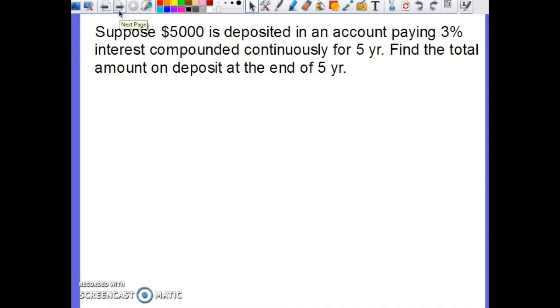Suppose $5,000 is deposited into an account paying 3% interest compounded continuously for 5 years. Find the total amount on deposit at the end of 5 years. We're trying to find the amount A after $5,000 has been deposited, and it's being compounded continuously, so we can use that e to the rt equation. Our rate in this case is 0.03, and our time is 5 years. Again, we're just applying the formula from our previous slide.